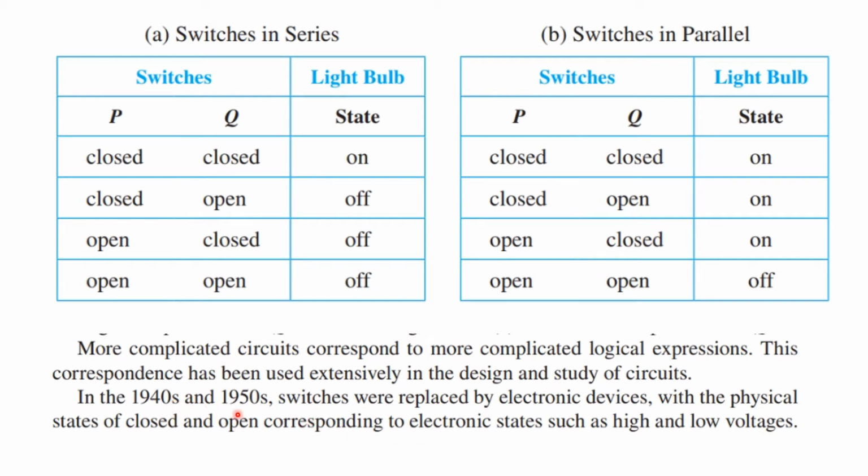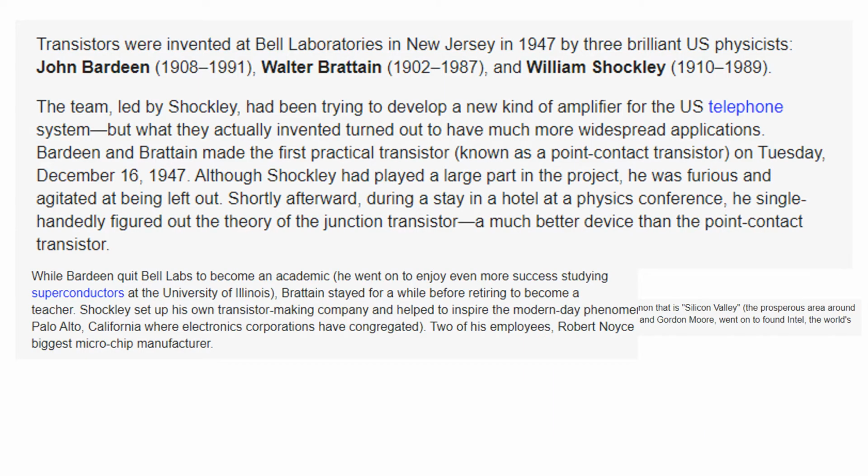In the 40s and 50s, the switches were replaced by electronic devices, with physical states of closed and open corresponding to electrical states such as high and low voltages. These were called transistors, which were also invented at Bell Laboratories. The people who invented this were physicists and scientists, and Bell Labs used to have a lot of scientists, as well as electrical engineers and many different people. Bardeen, Brattain, and Shockley were the inventors of this.